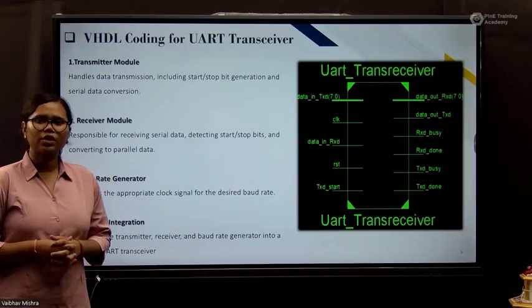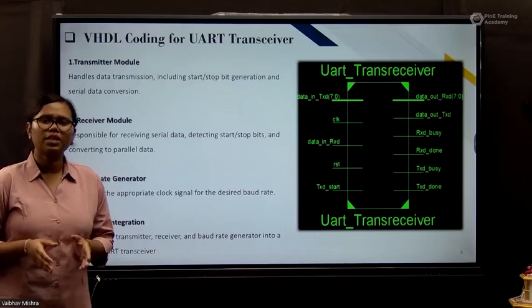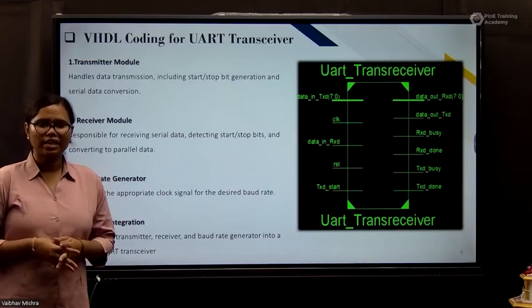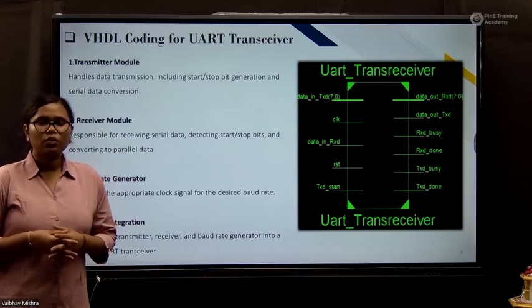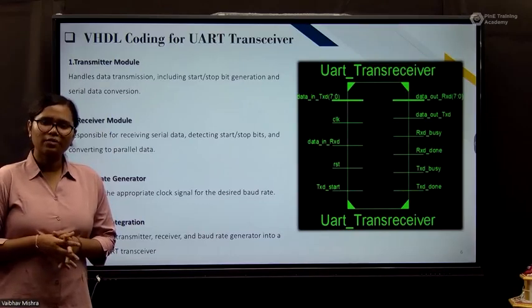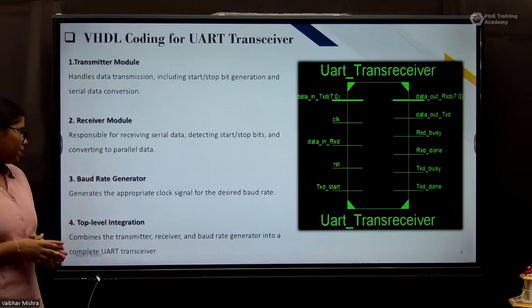Now the second module is the receiver module. In this module, the receiver detects the start and stop bits and accepts only the 8-bit data, then deserializes this data to know the data that was transmitted by the transmitter. Now the third module is the baud rate generator.